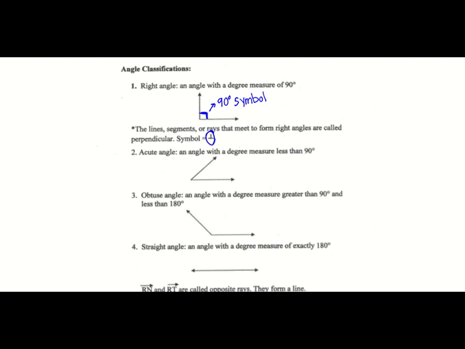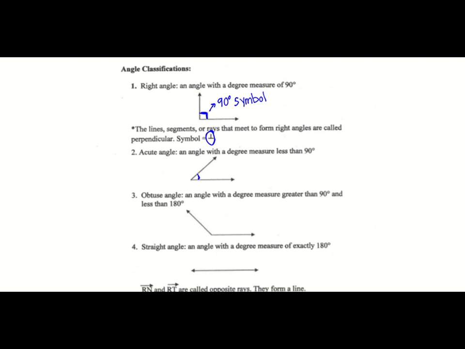Our second type of angle is called an acute angle. That means it is less than 90 degrees. So with this angle here, you can see the space in between my 2 lines is a lot smaller than my right angle above. So this is called an acute angle. As long as it's less than 90 degrees, we can classify it as acute.